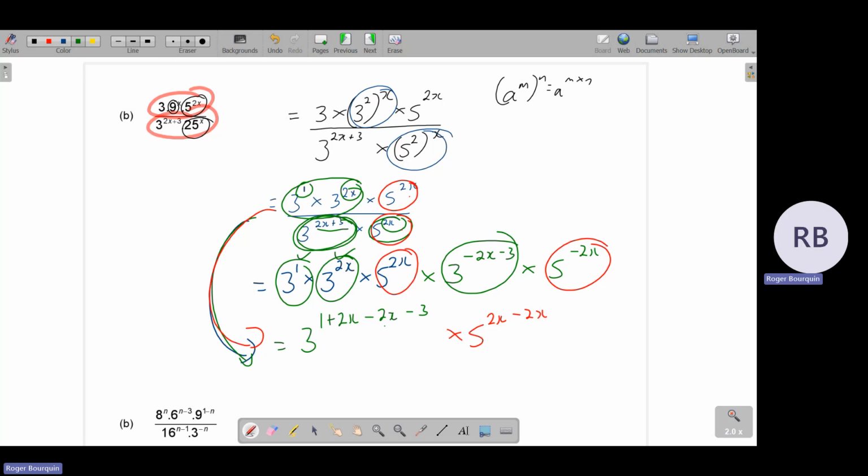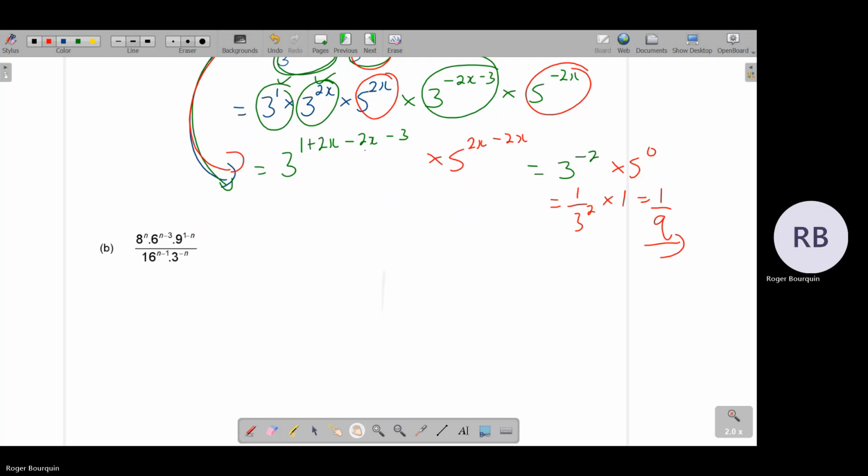Then it's simply a case of adding your exponents. So you get 3 to 1 minus 3, which is negative 2, and times 5 to the 0. And we simplify that. 3 to the negative 2 becomes 1 over 3 squared. So you get 1 over 3 squared times 1, and your final answer is 1 over 9. So it's multiplication, get your bases to prime, move things up. When you move powers up, the signs of the exponents change. Pause and get that down if you haven't yet.